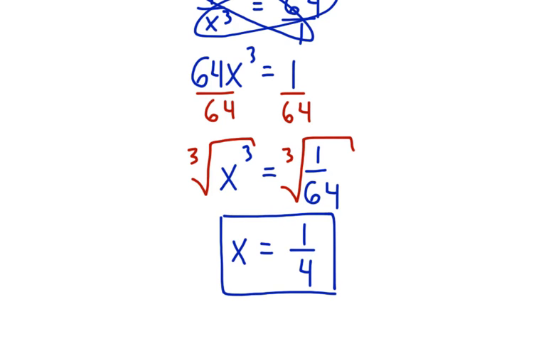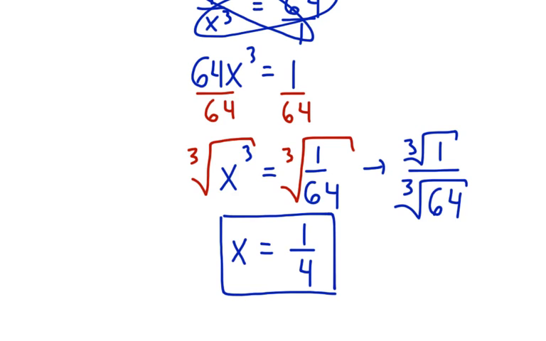The cube root of 1/64 is the same as saying the cube root of 1 over the cube root of 64. Any root of 1 is just 1. The cube root of 64 becomes 4 because 64 is the same as 4 times 4 times 4. So our value there would be 1/4. A little bit more involved, definitely, than our first example, but hopefully still feels pretty approachable to you.